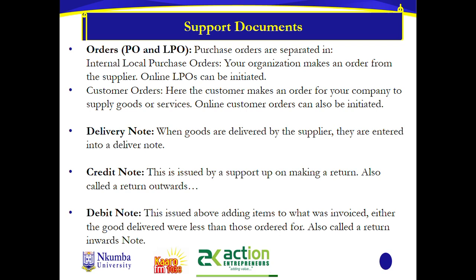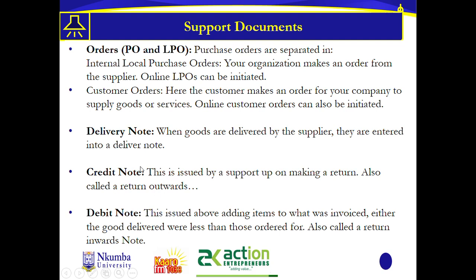That's a credit note. But a debit note is when they have undersupplied. Instead of supplying you 30 items, they have supplied you maybe 25. So debit notes are actually an increase on the invoice. It is like adding on the invoice so that you pay more, then they supply more. But these are essential for record keeping.